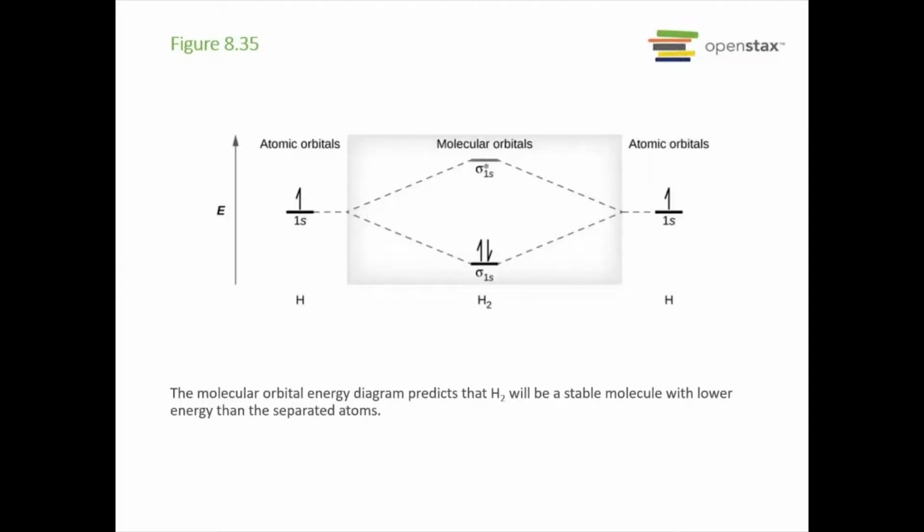So this is the molecular orbital diagram for hydrogen, for H2. So each hydrogen has 1 electron in the 1s orbital. And so we make our molecular orbital diagram that results, and we get 2 electrons in the sigma 1s, no electrons in the antibonding orbital. So this forms and it's stable.